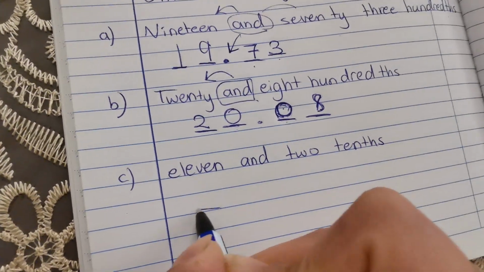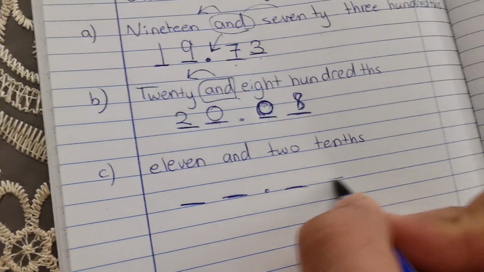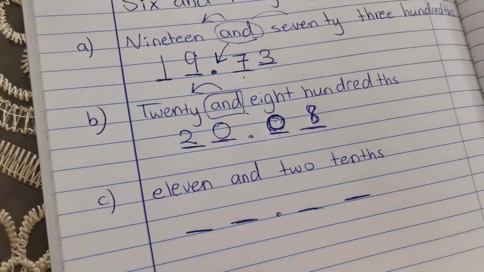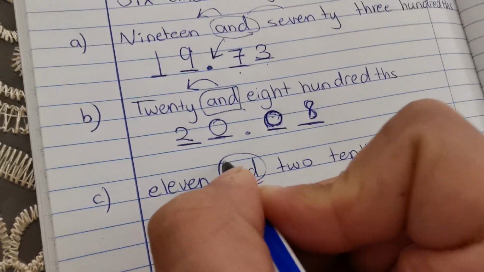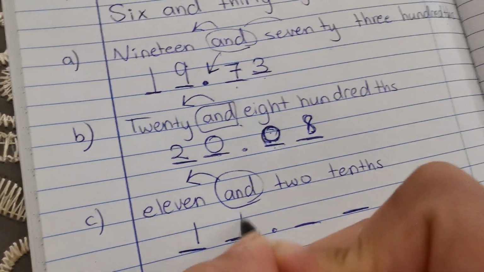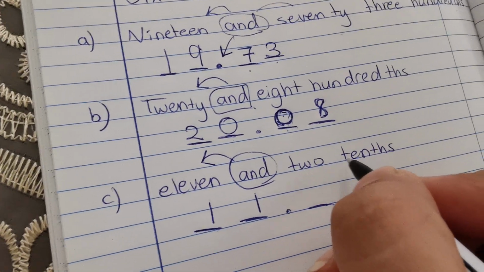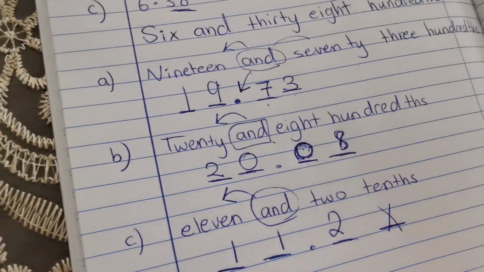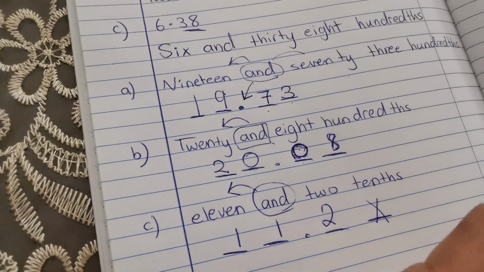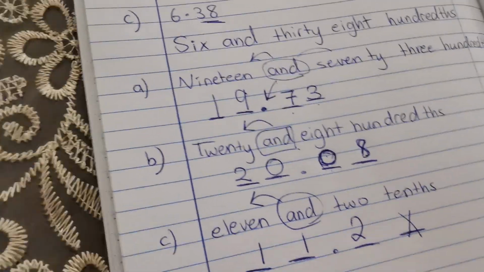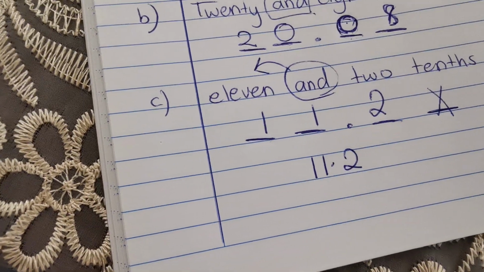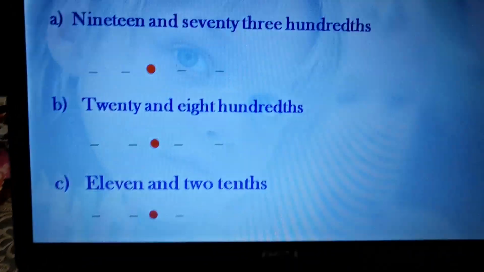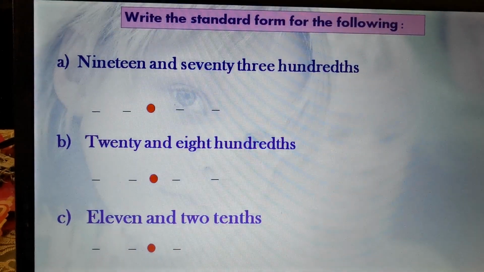Now let's try this. 4 dashes. 11, which is to the left of "and". 11 and 2 tenths. So do I need this? No, because it's just 2 tenths, which is 1 digit. So this is the number 11 and 2 tenths. Let's check our answers.